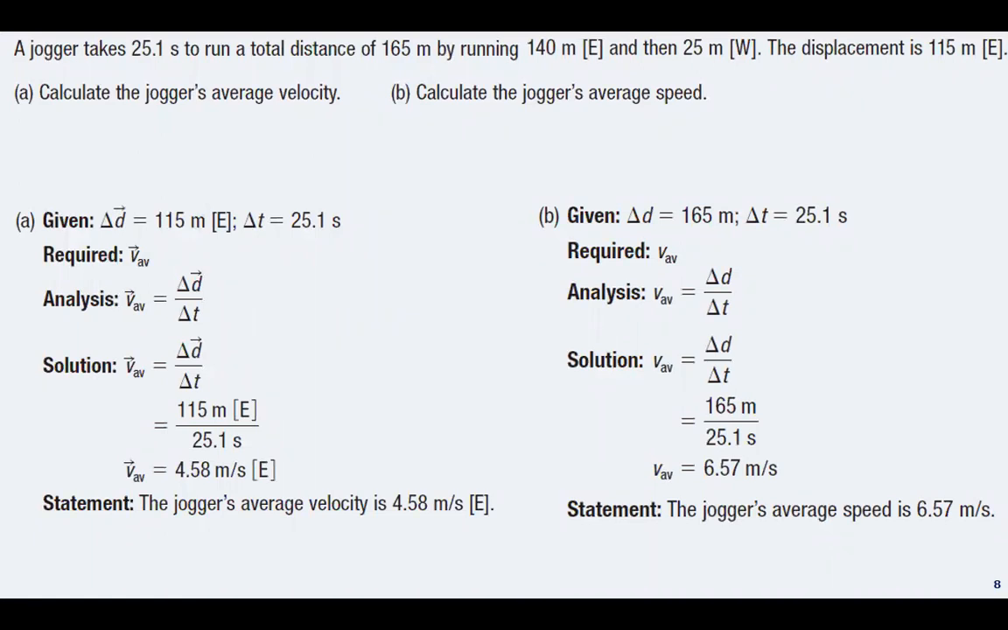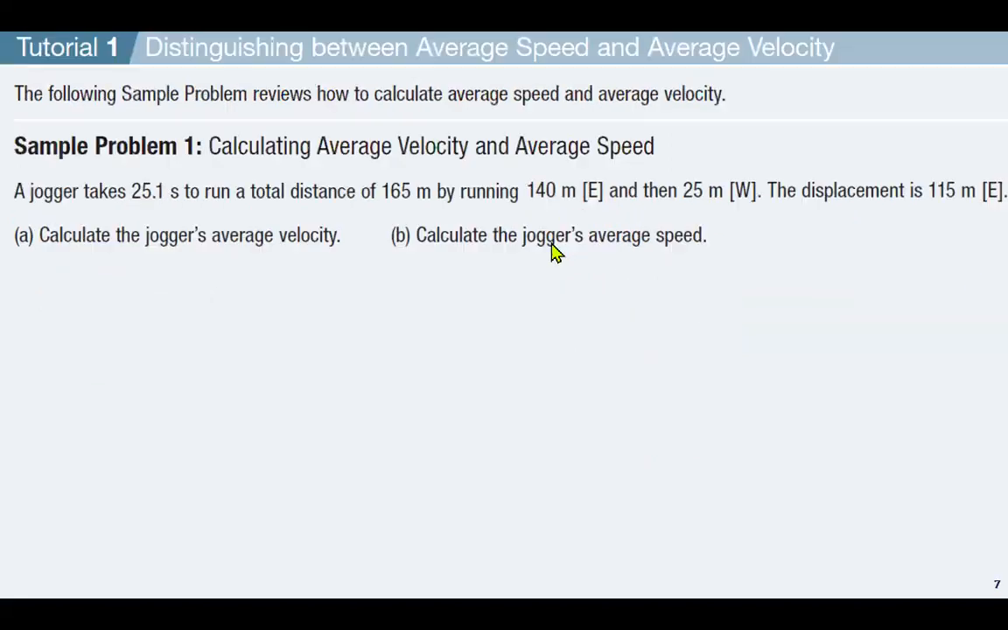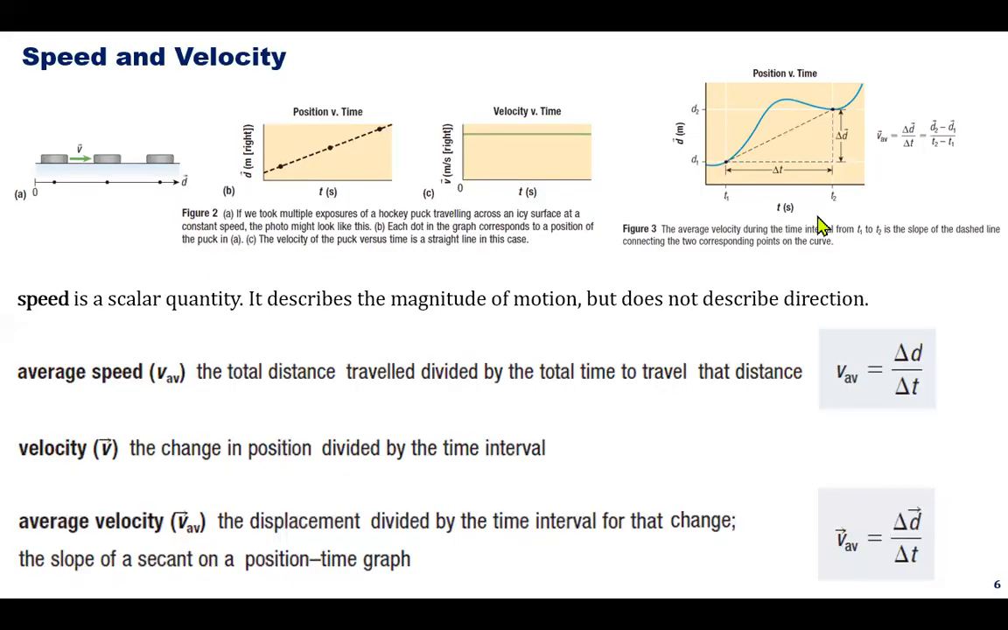For more general cases, the average velocity is the slope of the line that connects the position at the beginning and the end of the time interval, called the secant line. This is illustrated in the hypothetical position time graph here in figure 3. So next, let's have a look at tutorial 1. We'll try to solve two simple problems related to the average velocity and average speed.